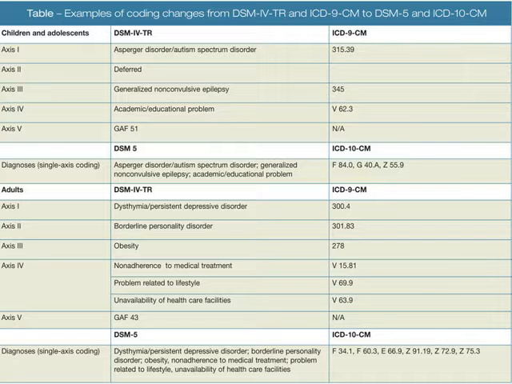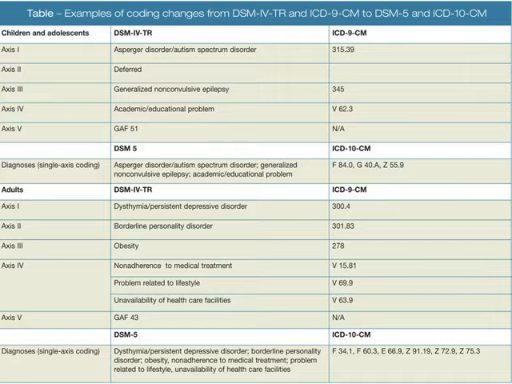And the ICD-10 codes for those are F84.0, that's for the autism spectrum disorder, G40.A, that's for the generalized non-convulsive epilepsy, and Z55.9, that's for the academic or educational problem known as the psychosocial stressor, or the Z code. So that's the child and adolescent example.